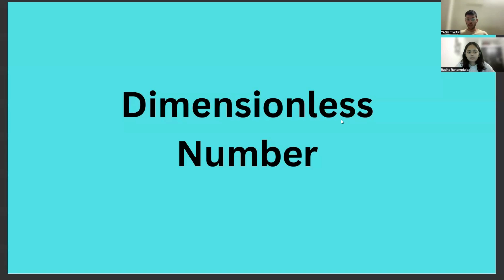So why do we need these numbers? Imagine you're designing a heat exchanger or a chemical reactor. You can't test every possible scenario in real life. It's expensive and time consuming. But with dimensionless numbers, we can predict system behavior by scaling things down to a lab and then apply it to a real world setup.